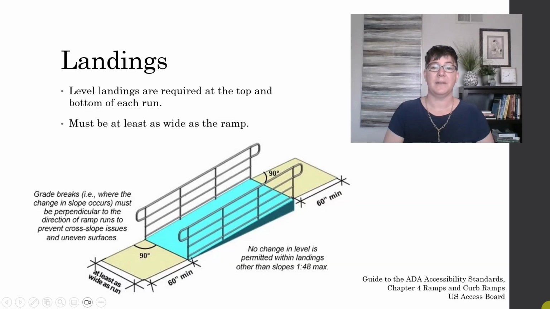Take a look again at the landings. They're required at both the top and bottom of each run, of each segment of ramp. And they've got to be at least as wide as the ramp itself. You can go wider, and we'll see that in a second. But it's got to be at least as wide, and they have to be 60 inches long in the direction of travel.